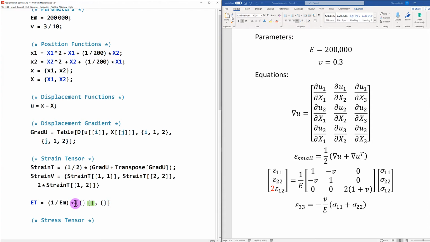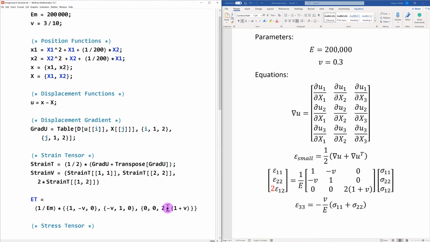So each one of those is a row of this tensor, and I just simply go down the rows. Looking at the first row here, I have 1, negative V, and then 0. So I'm going to go 1, comma, negative V, comma, 0. Piece of cake. Go to the second one. Well, now I have negative V, 1, and then 0. So I go negative V, comma, 1, comma, 0. And then I end off at the very end here where my last row is 0, 0, and then 2 times 1 plus V. So I'm going to go 0, comma, 0, comma, 2 multiplied by 1 plus V.